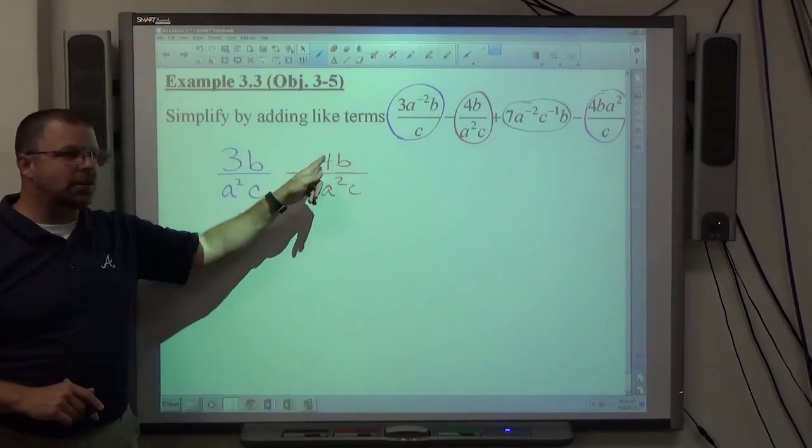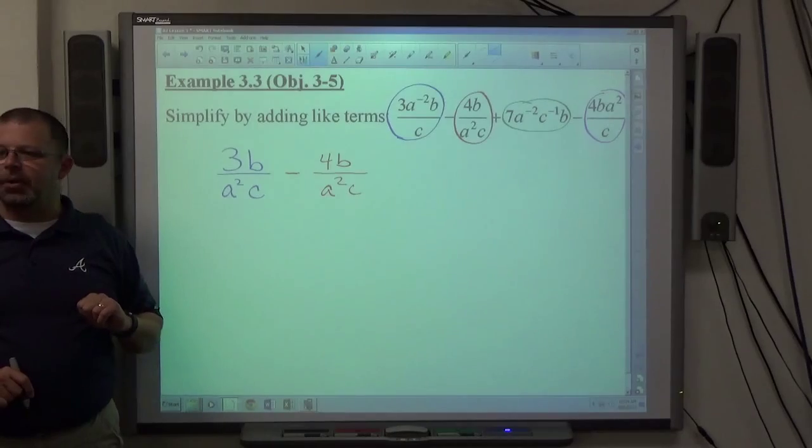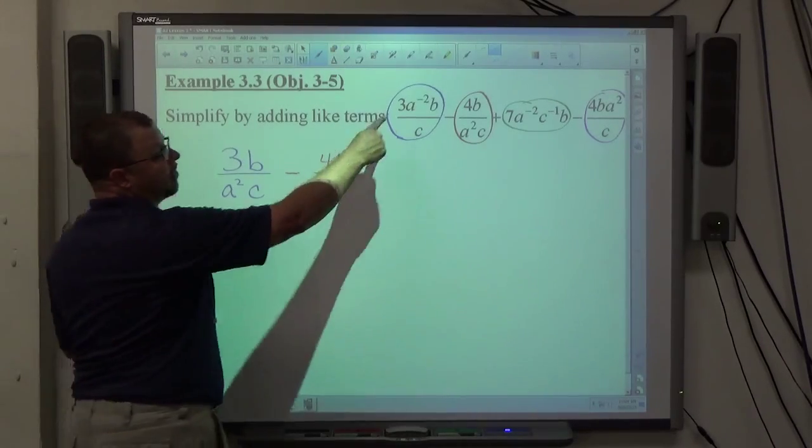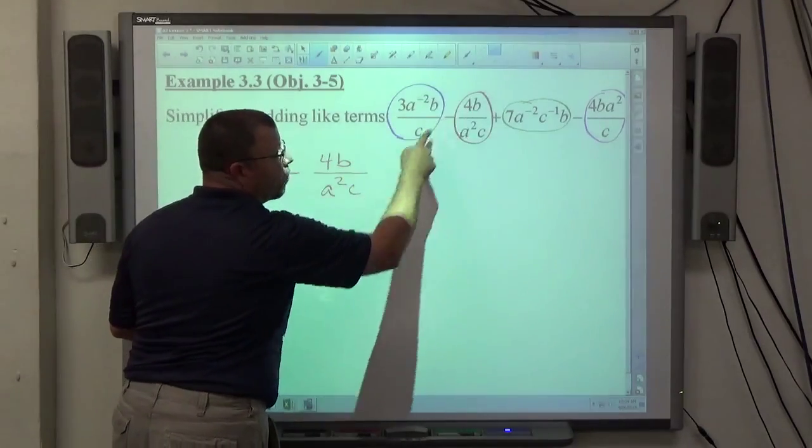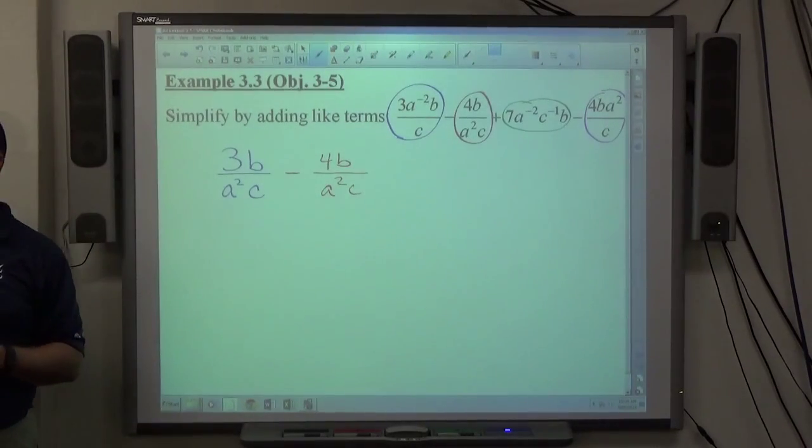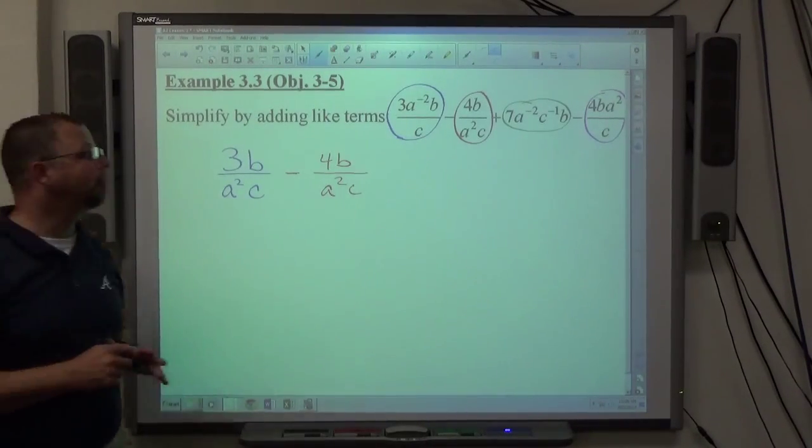The minus sign makes the 4 negative. It does not move anything up or down. Negative powers create that situation. So this negative power moved it down. This negative 4 is just the number negative 4. It's to the first power. The power is positive. It's where it belongs.